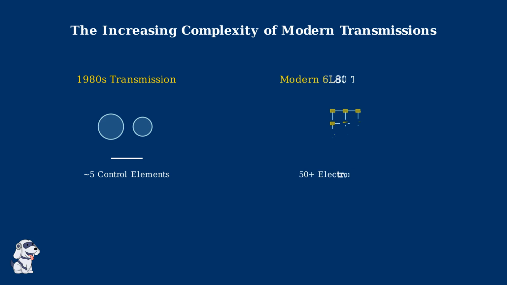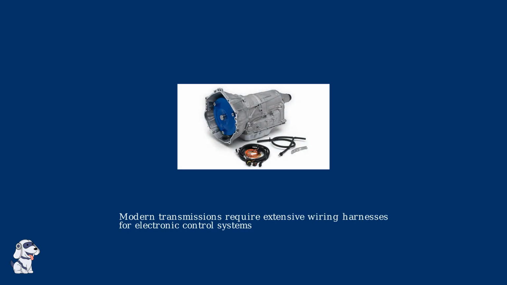In contrast, modern transmissions like the 6L80 incorporate over 50 different electronic control elements, including multiple solenoids, pressure sensors, temperature monitors, and sophisticated control modules. This complexity is clearly visible when we examine the physical components of a modern transmission system. Here we can see a modern transmission with its associated wiring harness. Notice the complexity of the electrical connections required to operate the various solenoids, sensors, and control modules.